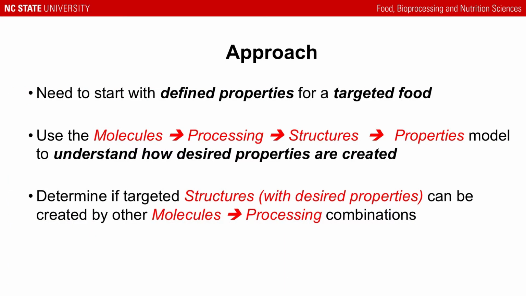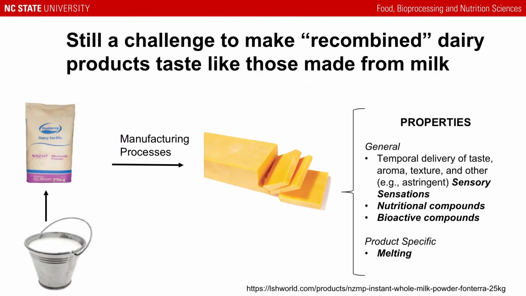So the approach would be to start with defining the properties, okay? Go through this process and then determine if the target structures with desired properties can be created by other molecules. Essentially, putting together the path that I had discussed before. However, what do we know? There's just two things I want to leave you with.